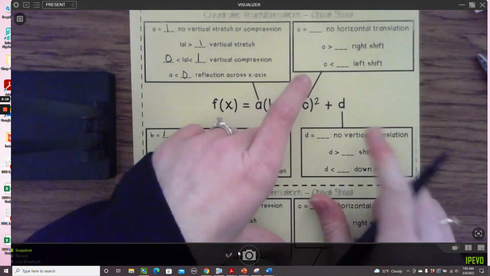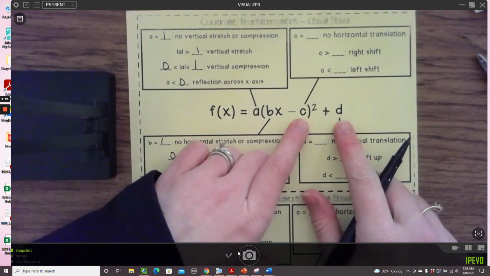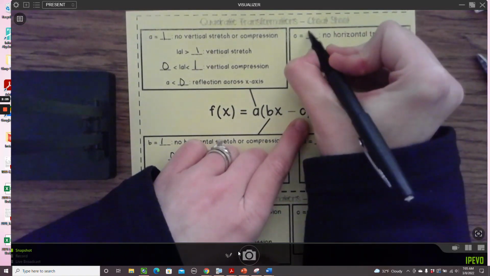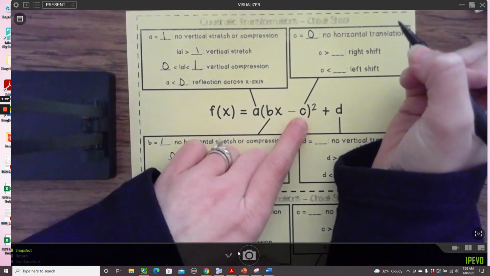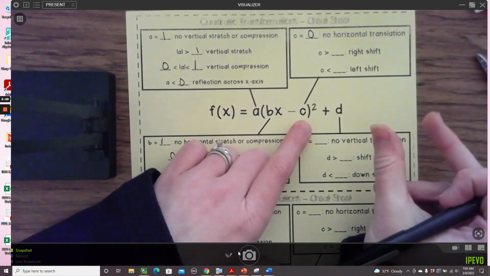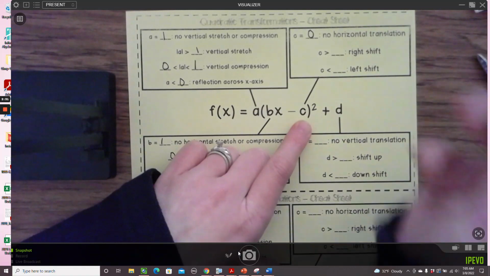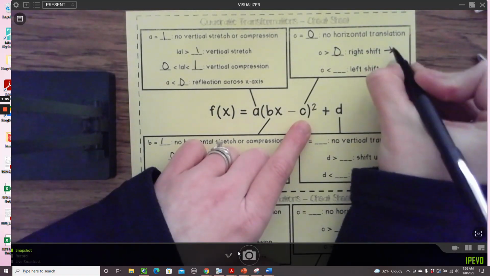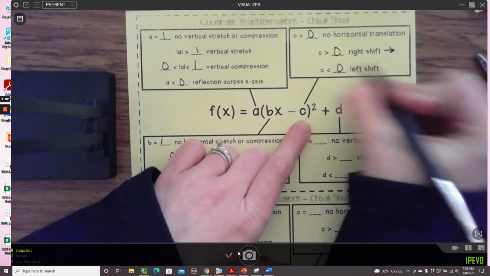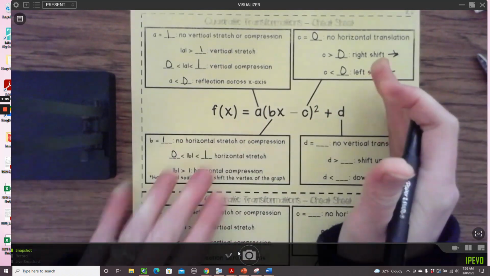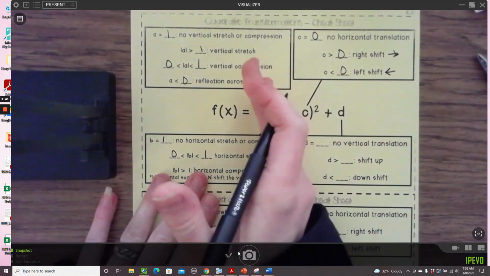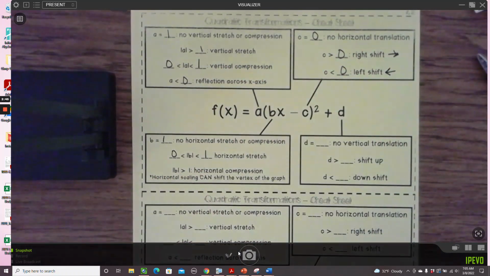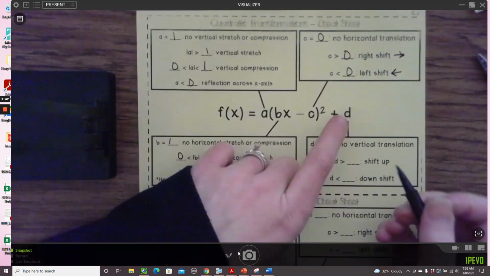So what we're doing today, we're messing with the C and the D values. If C equals 0, if there's no value here, we're not shifting that function left or right at all. If C is greater than 0, we're shifting it to the right. If C is less than 0, we're shifting it to the left. So we're just pushing the whole thing over. It's staying the same thickness, the same width. We're just scooting it.